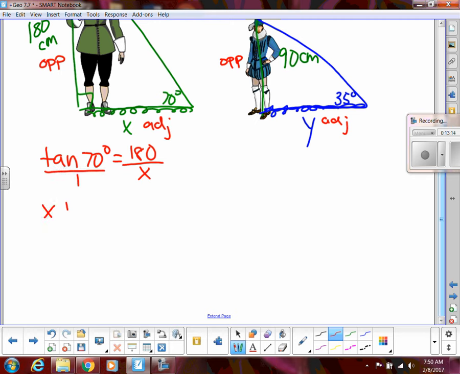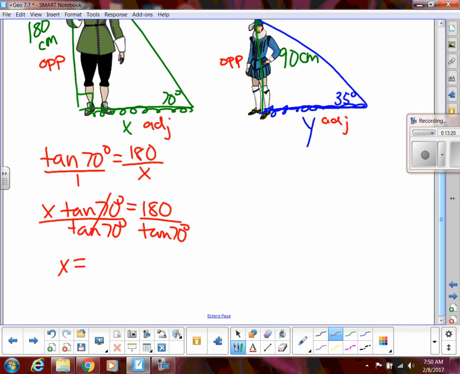Cross multiply, and then divide. So I'm typing into my calculator 180 divided by tangent of 70. Once again, I'm not trying to find an angle, I'm trying to find a side, so I use regular tangent. And I'm getting 65.5 centimeters.